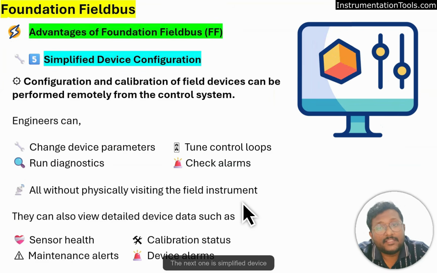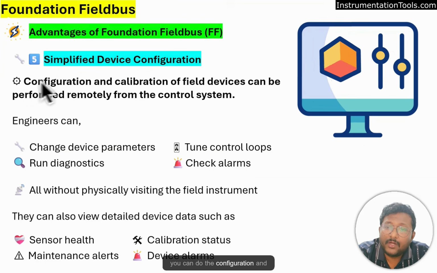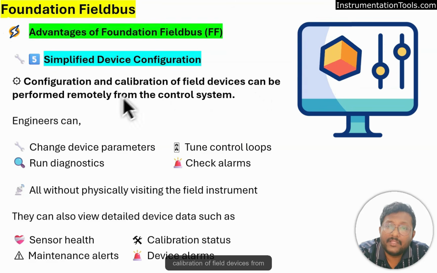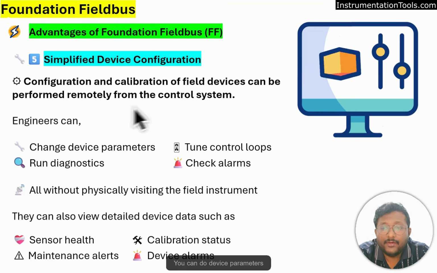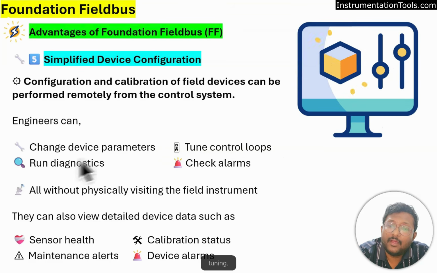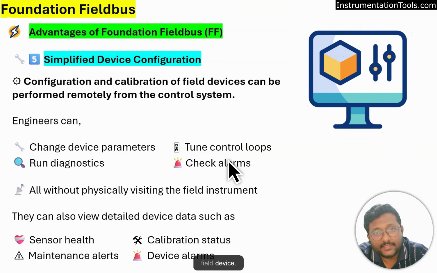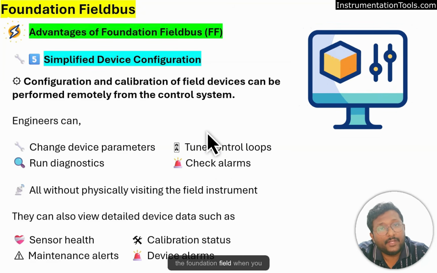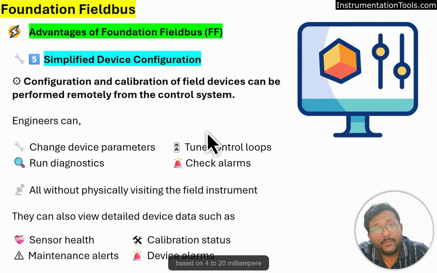The next one is simplified device configuration. You can do the configuration and calibration of field devices remotely, from the control system itself. You can do device parameter configuration and control loop tuning, you can run diagnostics, and you can check the alarms of your field device. You get many options in Foundation Fieldbus when you compare with smart transmitters based on 4 to 20 milliamp output.